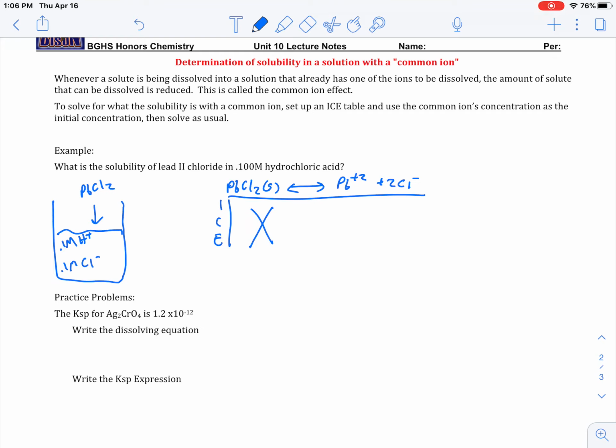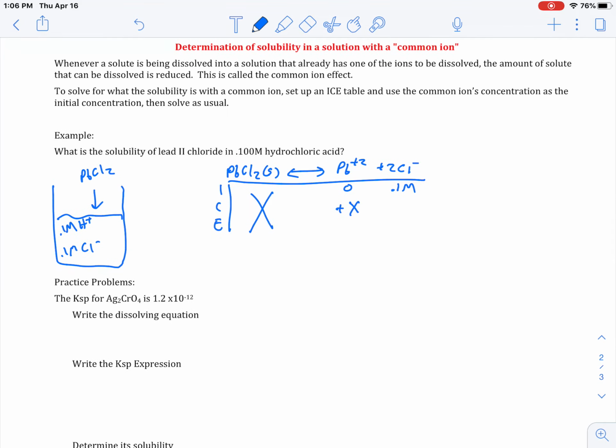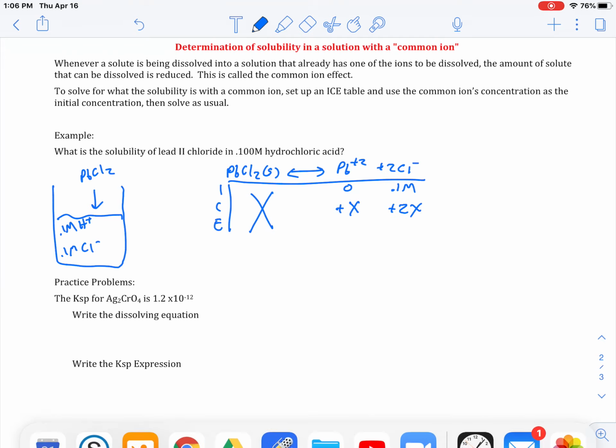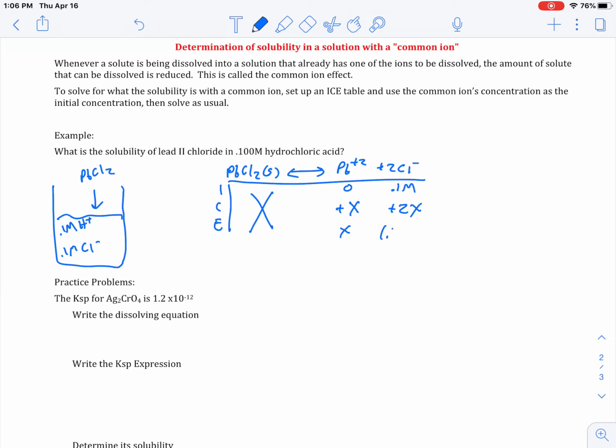remember that we don't enter any values underneath the solid. That's why there's a big X. We want to figure out what the solubility is. We start with no lead present in solution, and we do start with 0.1 molar for the chloride. We always add to the side that has a 0. And we're adding 2x to the chlorides because of the coefficient. All right, so that's our ice table.